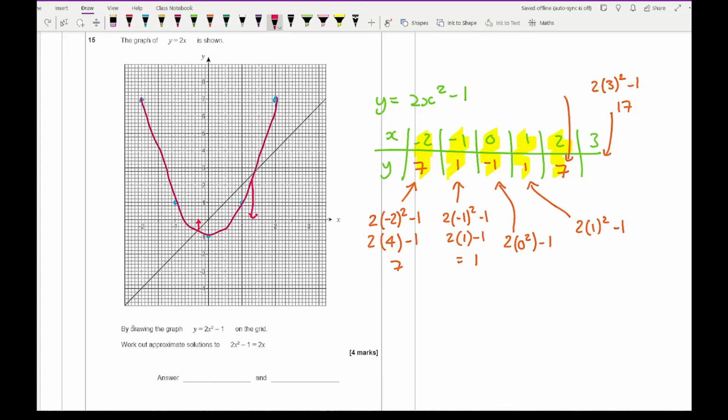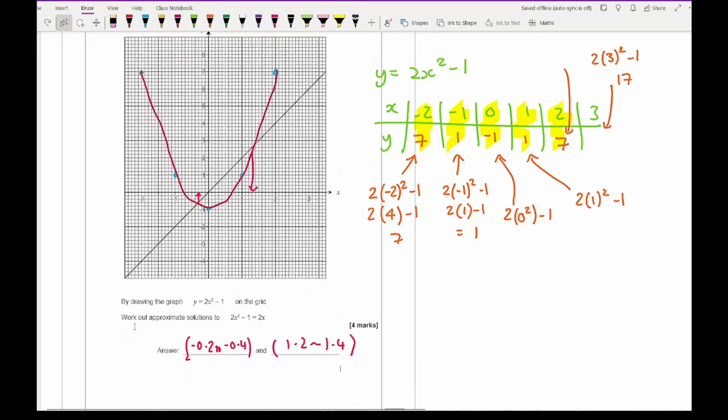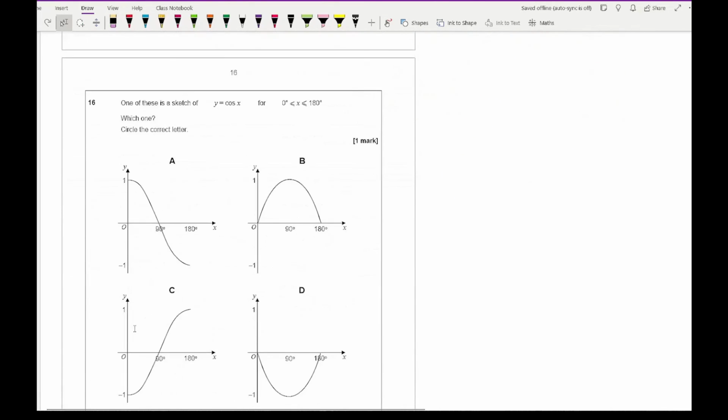So the two possible answers you can give to get the marks are going to be a number between minus 0.2 and minus 0.4, and an answer between 1.2 and 1.4. So any of those would get you a mark for each of those, as well as the table of values.